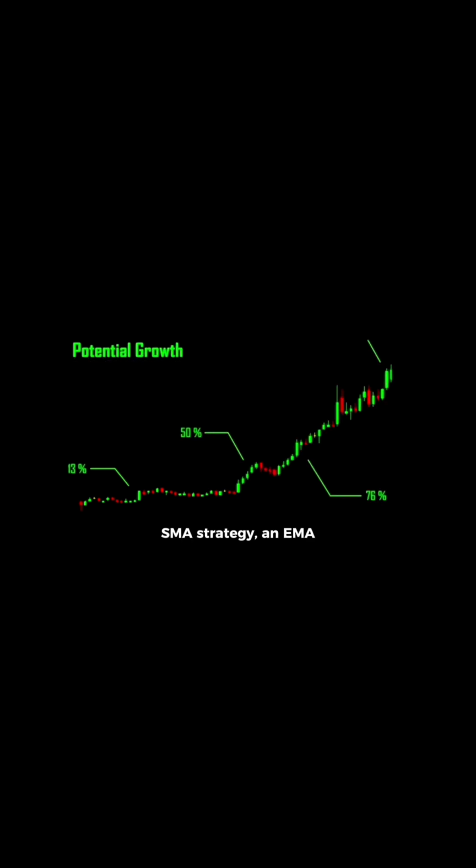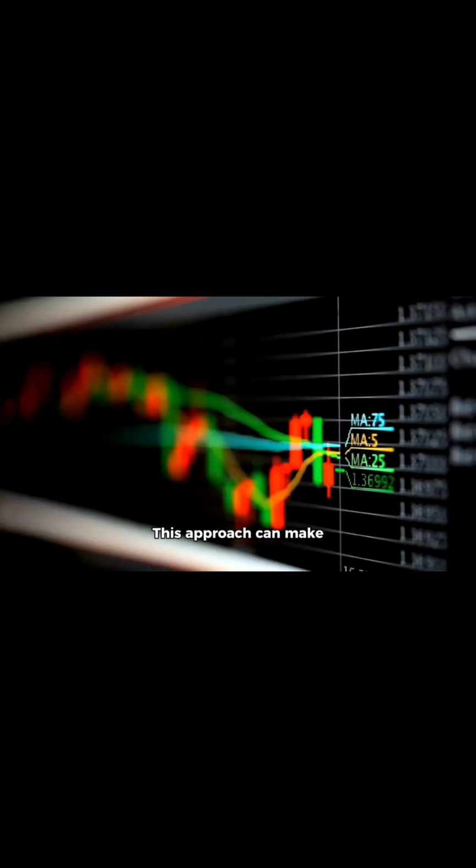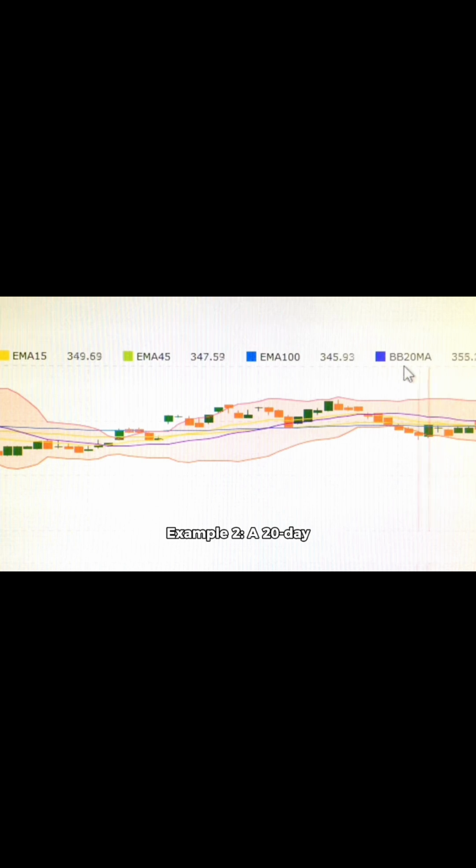3. Exponential moving average (EMA) crossover. Like the SMA strategy, an EMA gives more weight to recent price data. This approach can make EMA crossovers more responsive to recent moves in the market. Example 2: a 20-day EMA crossing above a 50-day EMA is a common scenario.